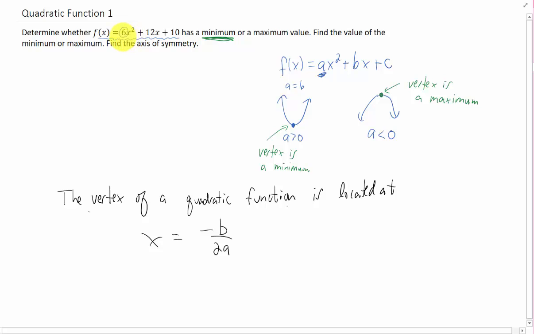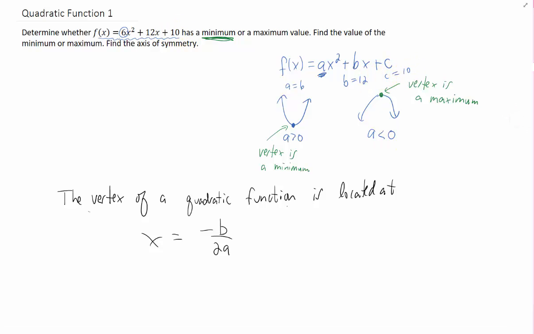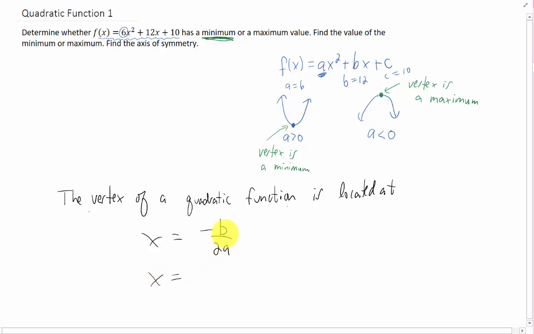Well, we already said that a was 6. Here, b is 12, and we're given c is 10. So if we want to know where our vertex is located, we just plug in the b value and the a value from our particular graph. We have b equals 12 over 2 and a equals 6. You get negative 12 over 12 or negative 1 as the x value of our vertex.